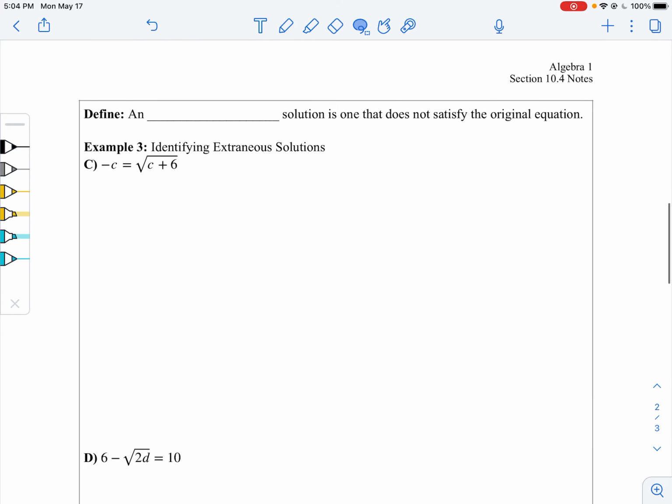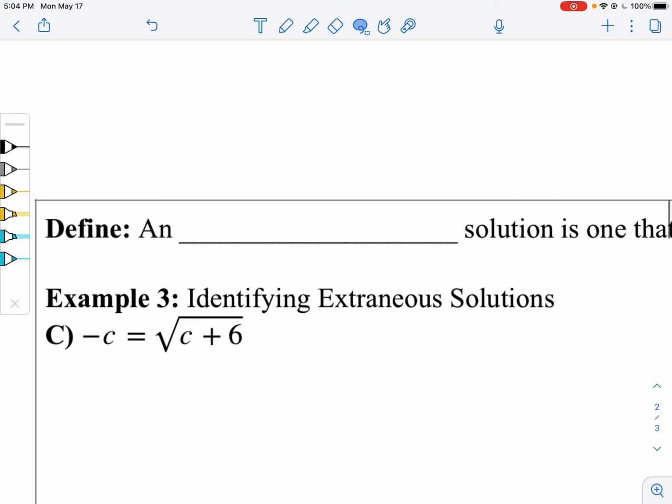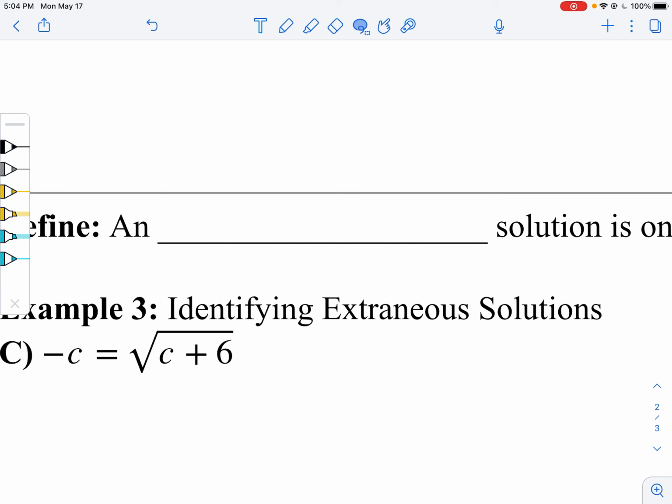Let's look at extraneous. If someone is being, oh, I gave it away. Well, you've heard of extra, as in, if someone is being extra, they're going above and beyond, and that's not always a good thing.